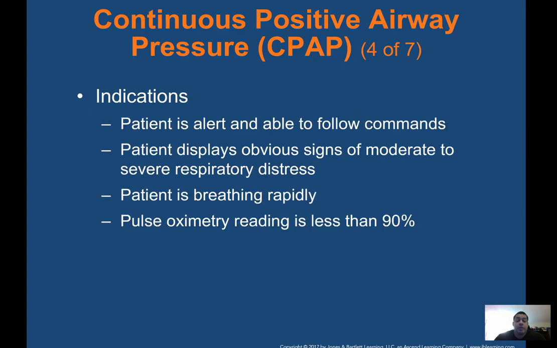Indications: so any of these right here, we could use CPAP for. Patient's alert and able to follow commands. Patient displays obvious signs of moderate to severe respiratory distress. Patient is breathing rapidly. Pulse oximetry reading is less than 90%. So all these things do not have to be here for you to use CPAP. If you believe a patient's going to improve by using CPAP, then you can go ahead and try it.